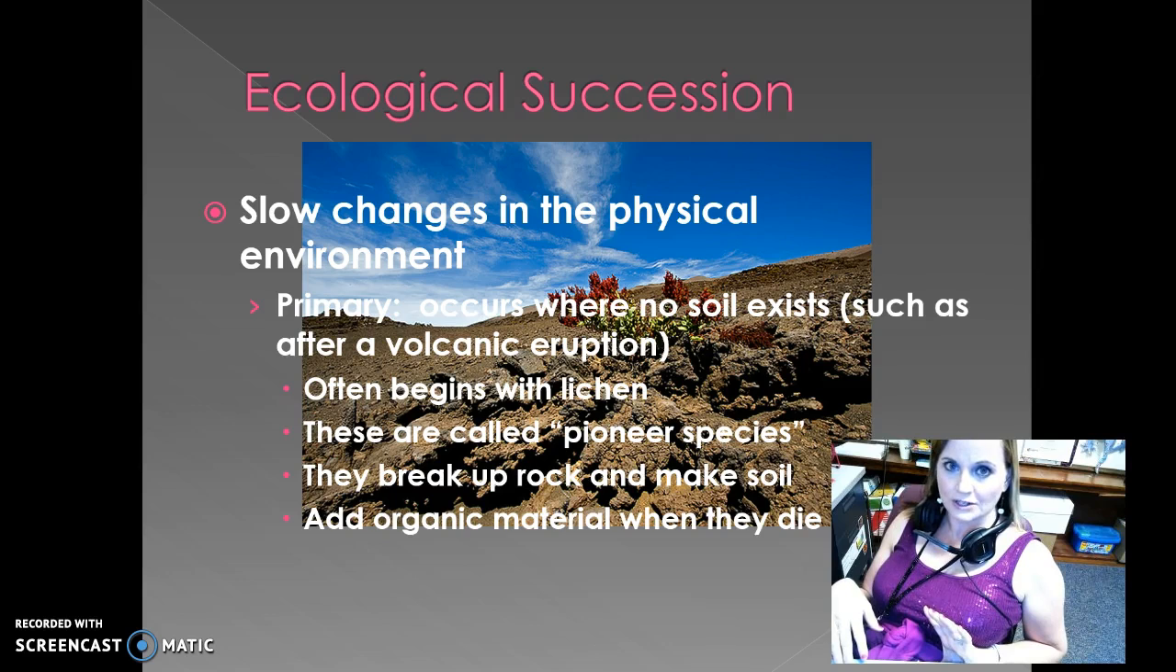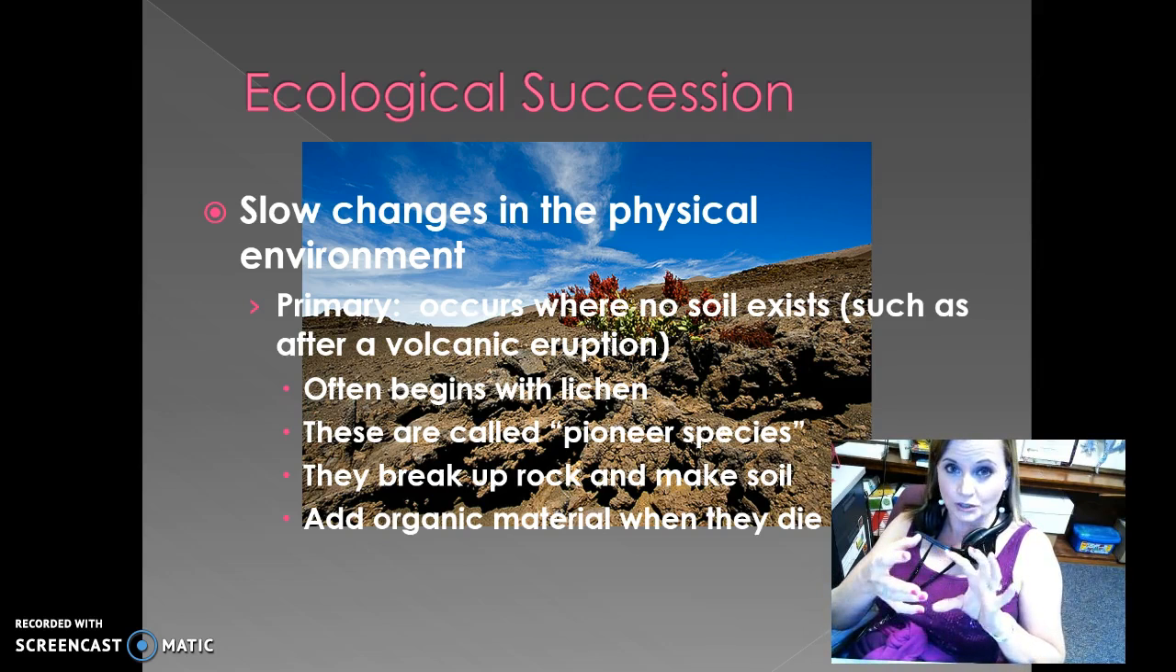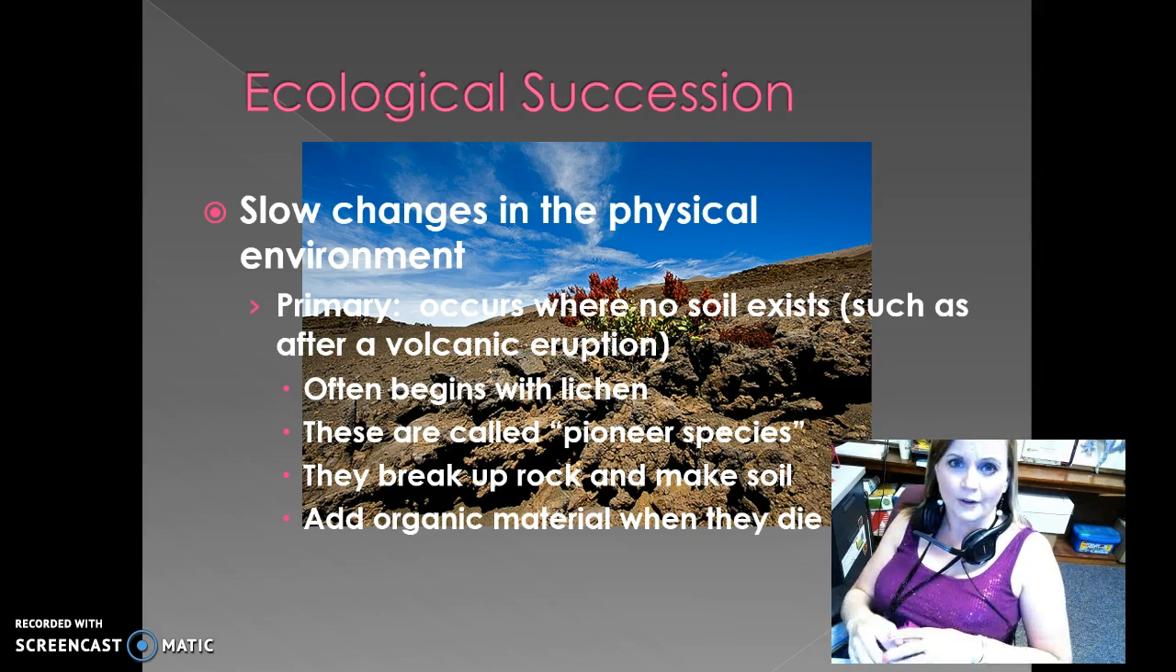So what usually starts off growing are things called lichen, and lichen are a symbiotic relationship between an algae and a fungus. The algae is photosynthetic, so it provides food for the fungus, and the fungus provides a latticework, kind of a structure to protect the algae, and to actually be able to get water and hold water for the algae as well. So it's a good relationship, and that's one of the pioneer species.